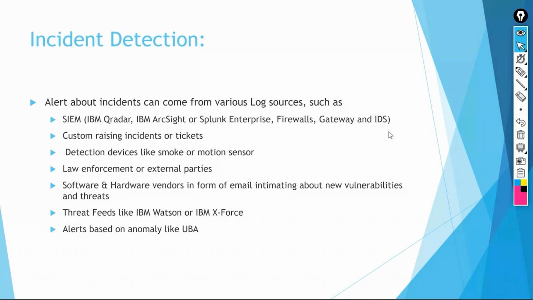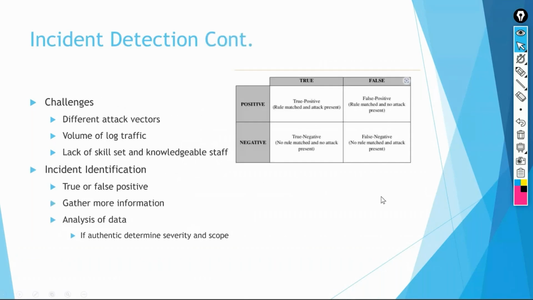Now, one of the biggest challenges when we are talking about incident detection is to identify different attack vectors, and the volume of log traffic. So rather than maintaining the quantity of the log, the quality of the log is very much necessary when we are talking about investigating an incident. That is the reason why we have clipping levels. One live example of a clipping level is, if the count of failed logins exceeds 10 in the last 15-minute interval, then generate an offense.